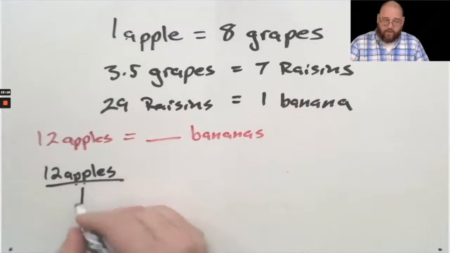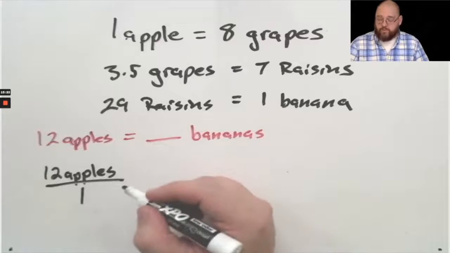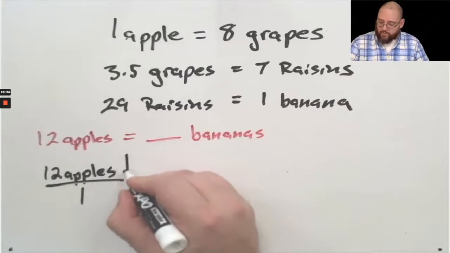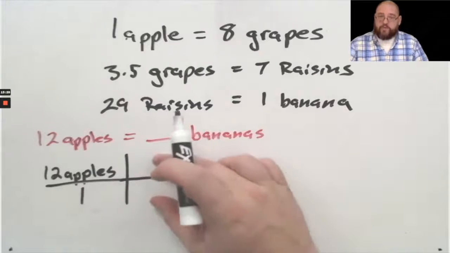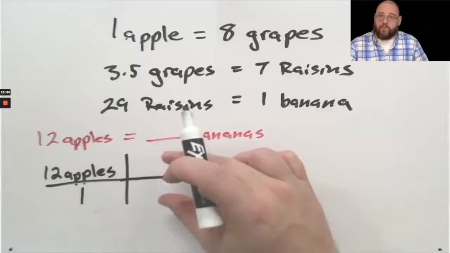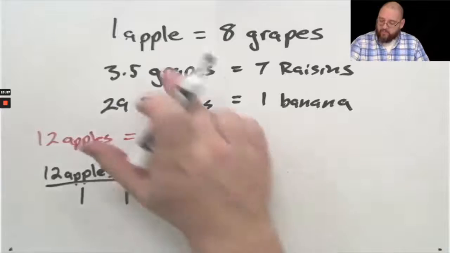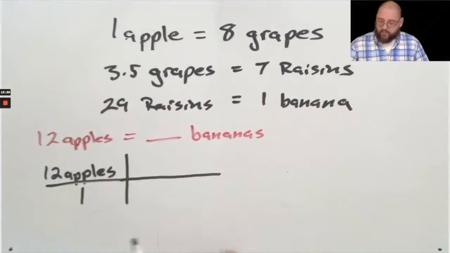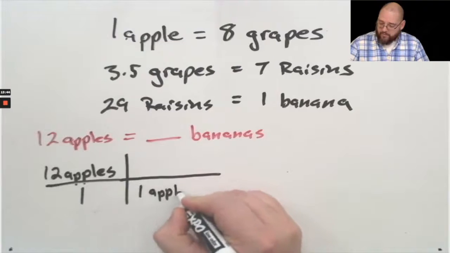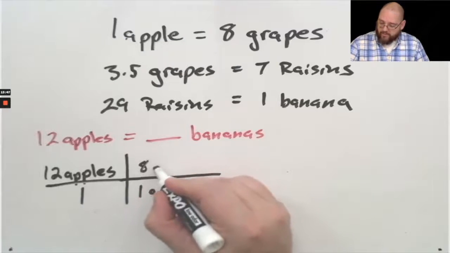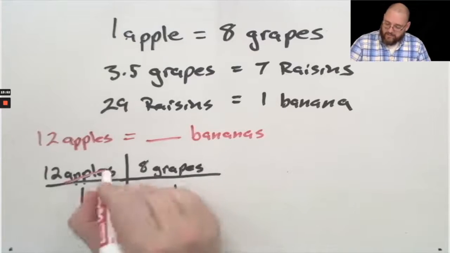Well, if I have 12 apples, I'm going to put that over 1, the number I'm starting with. Now, instead of a multiply, this is why I call it the railroad tracks, I want to put a vertical line here just to separate my fractions. So I want to have a conversion factor, a fraction equal to 1 with different units, to where my apples cancel out. And the only conversion factor I have with apples is the same one I had before. So we have 1 apple is equal to 8 grapes.